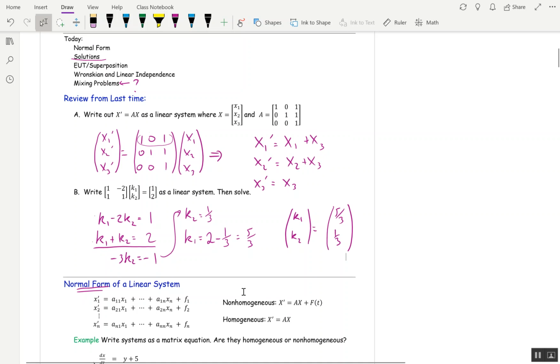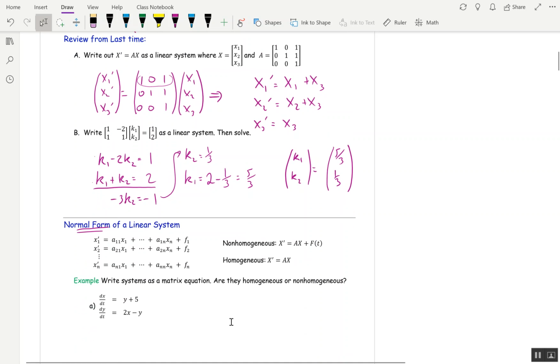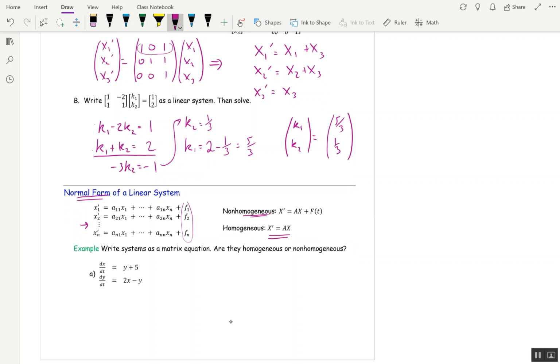All right, the normal form of a linear system in n equations with n unknowns looks like this. If the f's are all 0, we say the system is homogeneous. If one or more of those f's is not 0, then we say it's non-homogeneous. So let's practice writing out linear systems in normal form. Write the system as a matrix equation. Are they homogeneous or non-homogeneous?